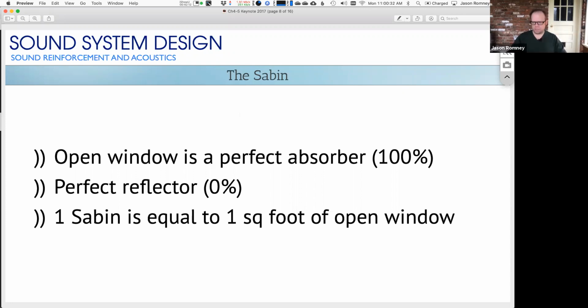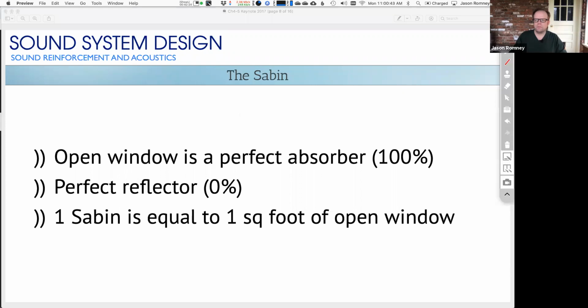Well, let's try this out. So let's say you have some material. I'm going to try to use my annotation thing again here. Hopefully it'll work.